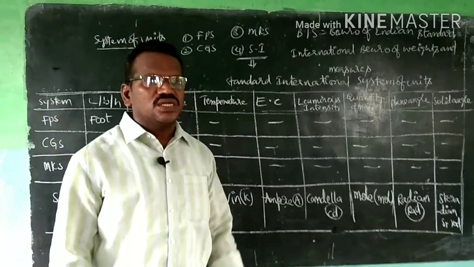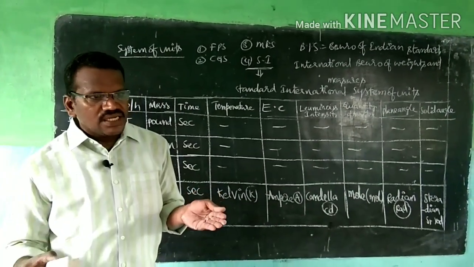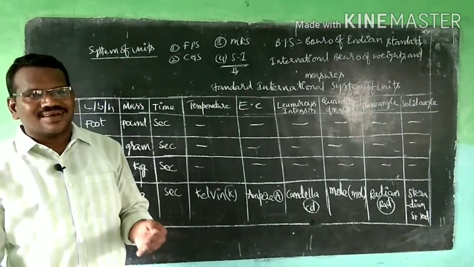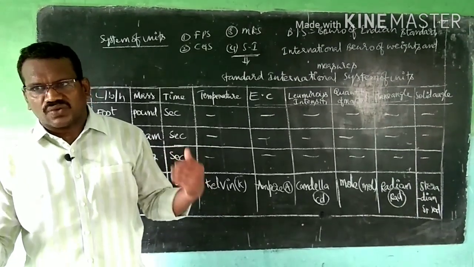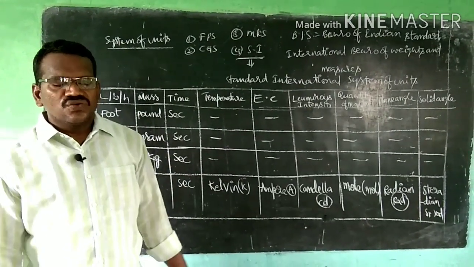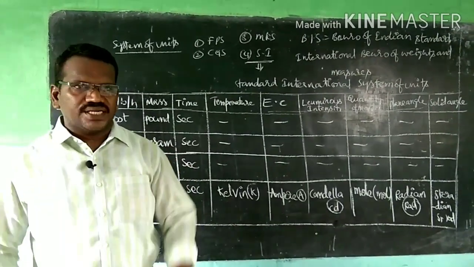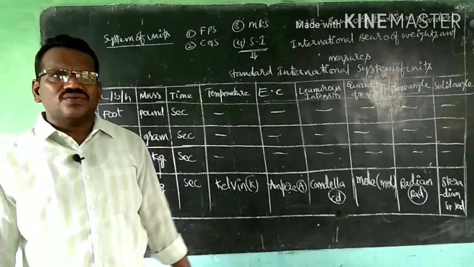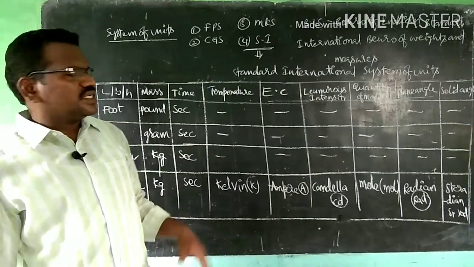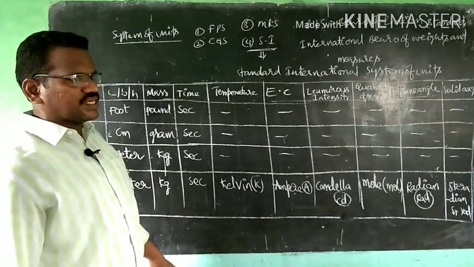Now let us discuss what are the different units for the fundamental physical quantities. Why? Because only fundamental physical quantities have units. Then what about the derived quantities? Derived quantities depend on these fundamental quantities.